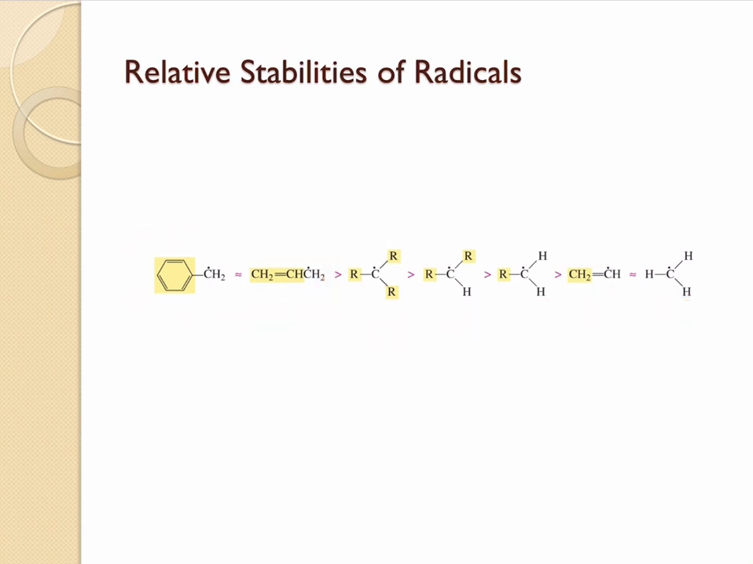Now, the reason behind it is the resonance contributors that they can exist as. Okay, so remember, the benzylic radical can exist as 5 resonance contributors, and the allylic radical can exist as 2 resonance contributors. Because of the extra stability, they are going to be more stable than the rest of the alkyl and vinyl radicals.